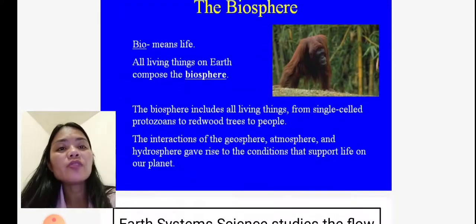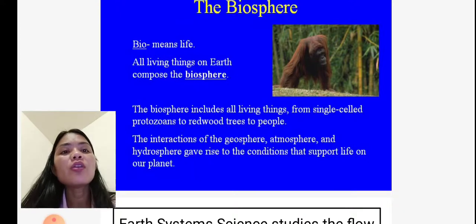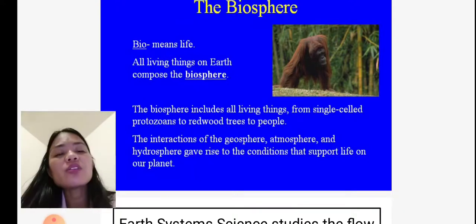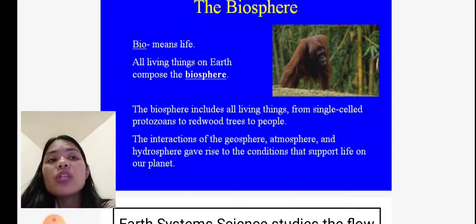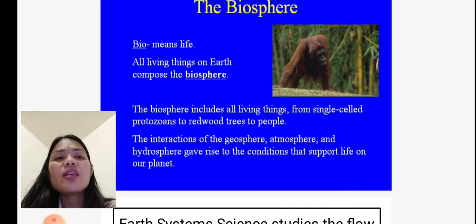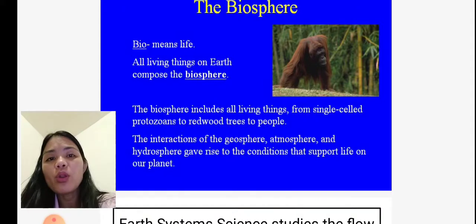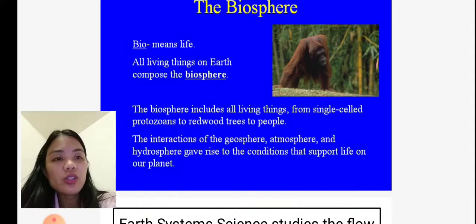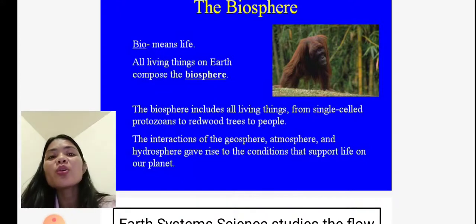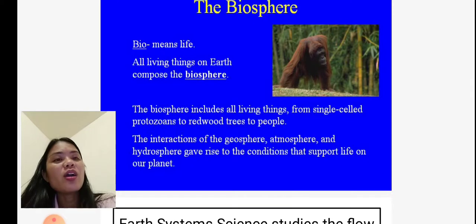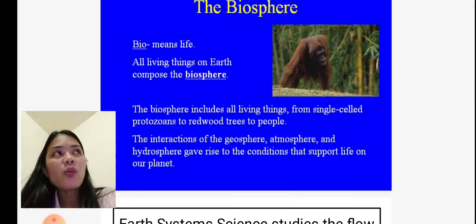Next, we have the biosphere. It means life. All living things on Earth compose of the biosphere. The biosphere includes all the living things from single-celled protozoans to redwood trees to people. The interactions of the geosphere, atmosphere, and hydrosphere gave rise to the condition that supports life on our planet. So, that is how powerful the work of God in Earth, diba?